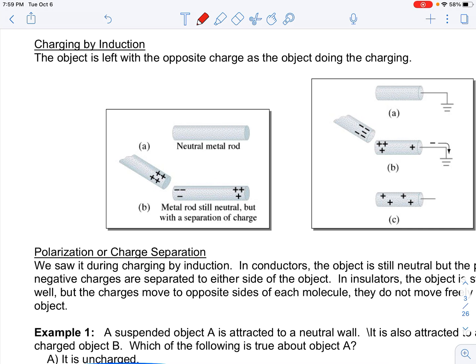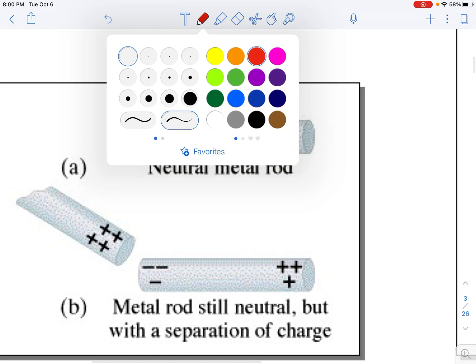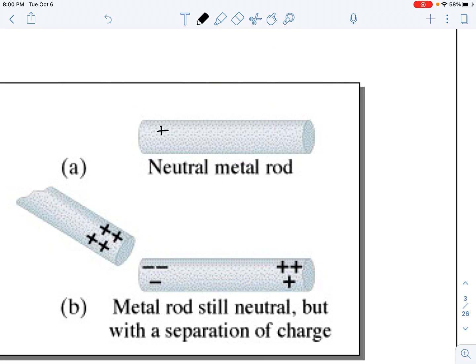Okay, what else can we do with this kind of situation? Let's say, again, that I've got a neutral metal rod. Remember that neutral means that there's equal numbers of positive and negative, and hopefully they would be nicely spread out here. And then what I do is I bring in a positively charged rod. What's going to happen, again, is the electrons are free to move. So those electrons that were free to move are going to be attracted to the positively charged metal rod.